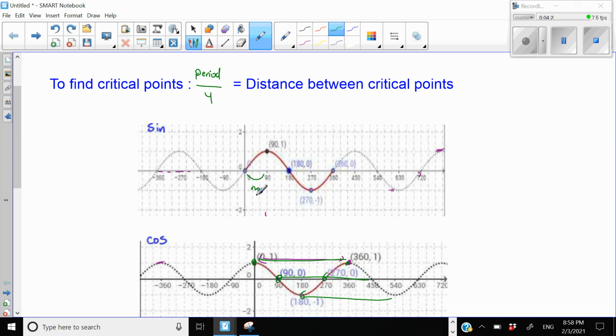Now, how do I list the critical points? To list the critical points, I start from 0, then add the value of the distance to that, which was 90 in this case. So 90 plus 90, 180, plus 90, 270, plus 90, 360. And the same is here for cosine. So this is how we find critical points.